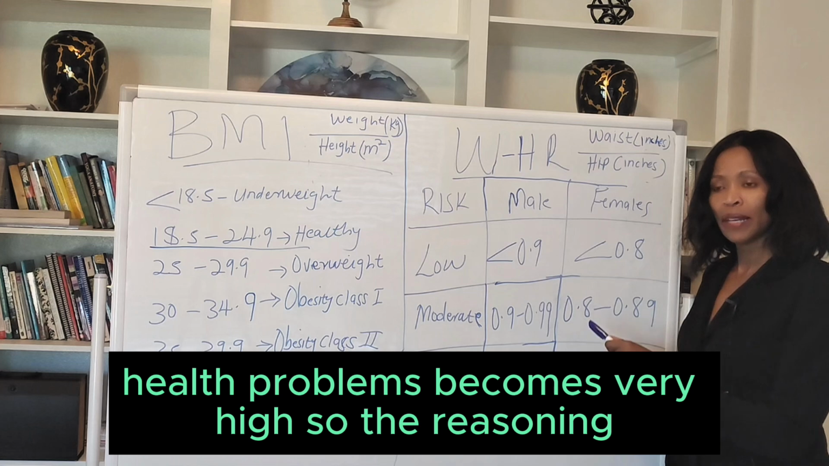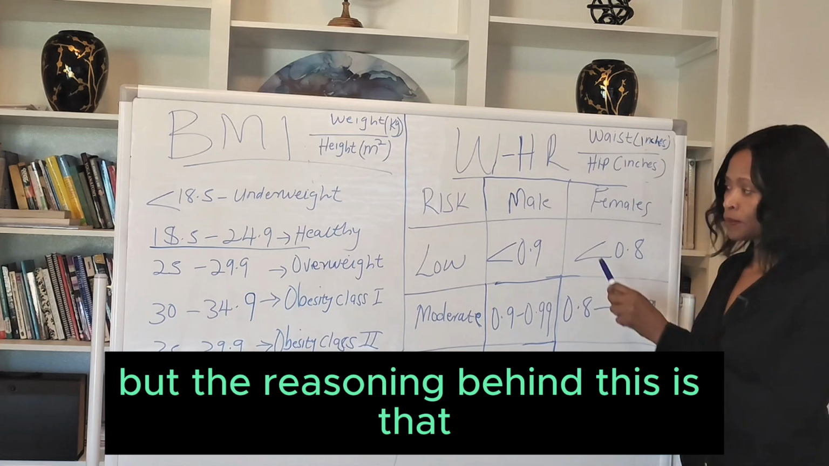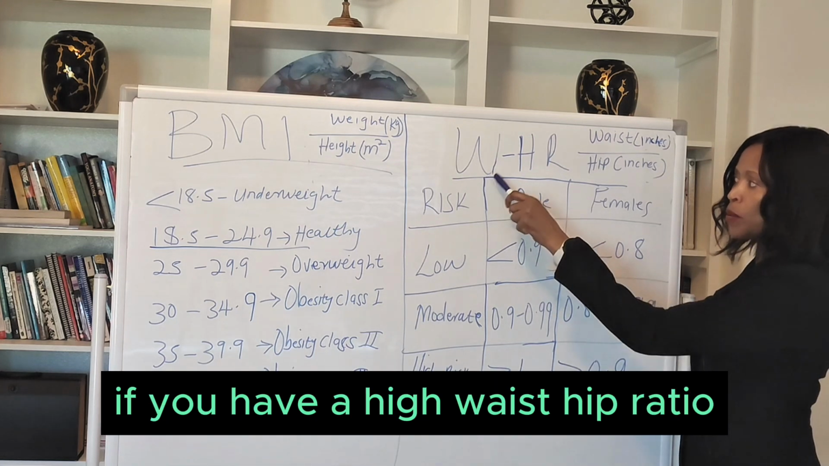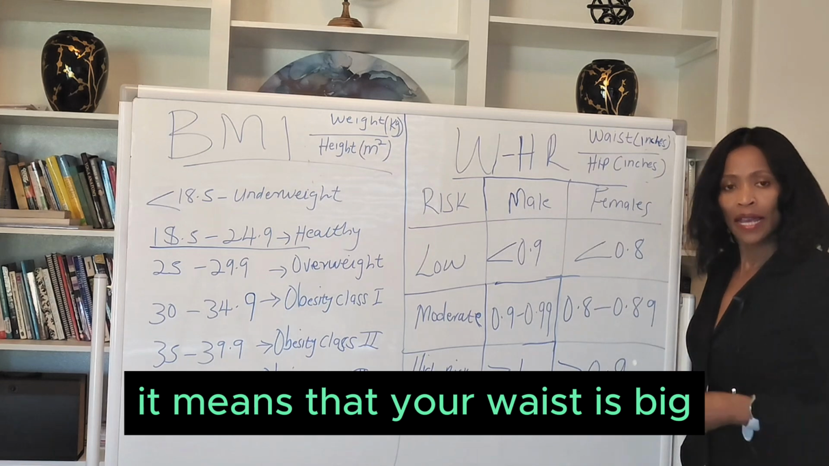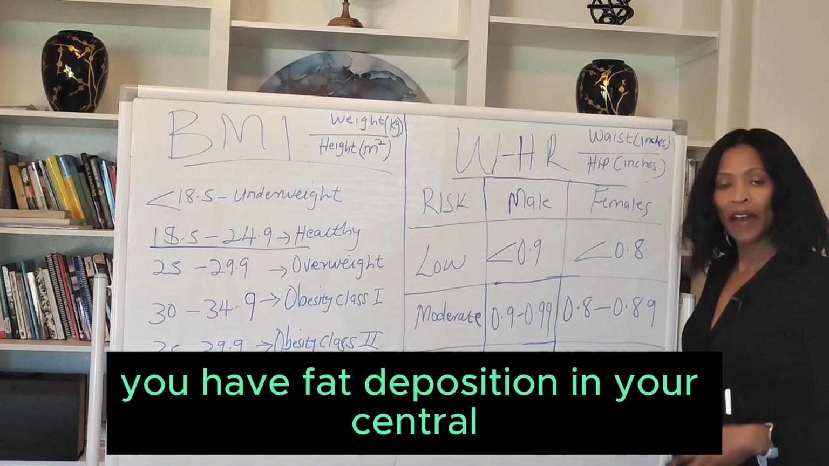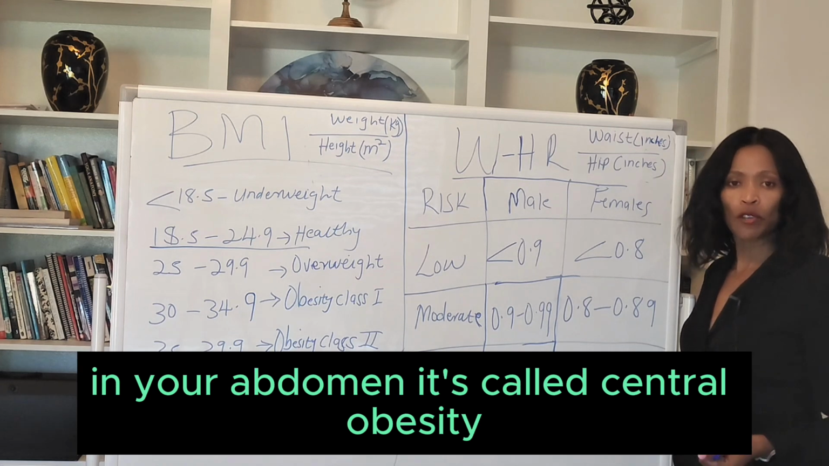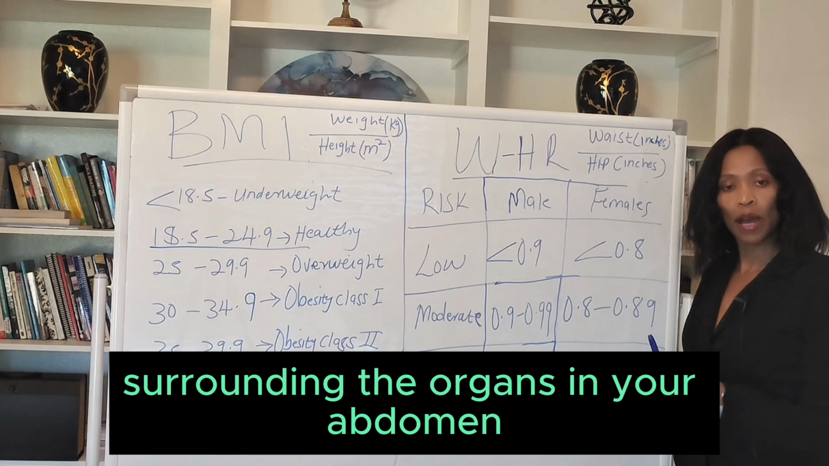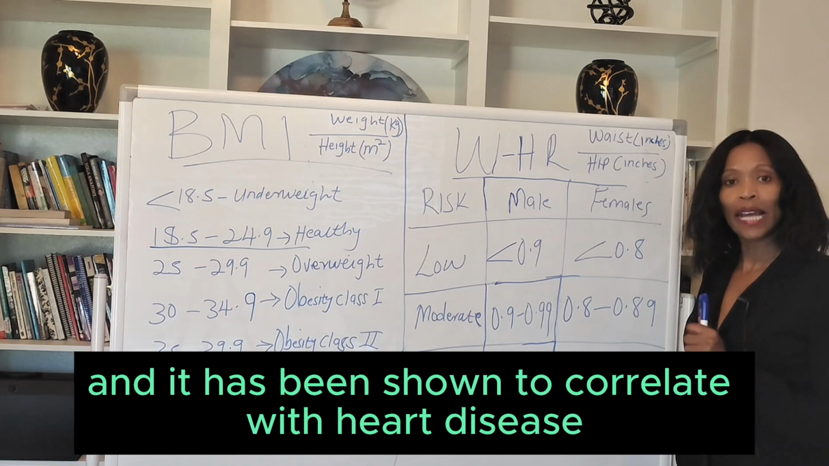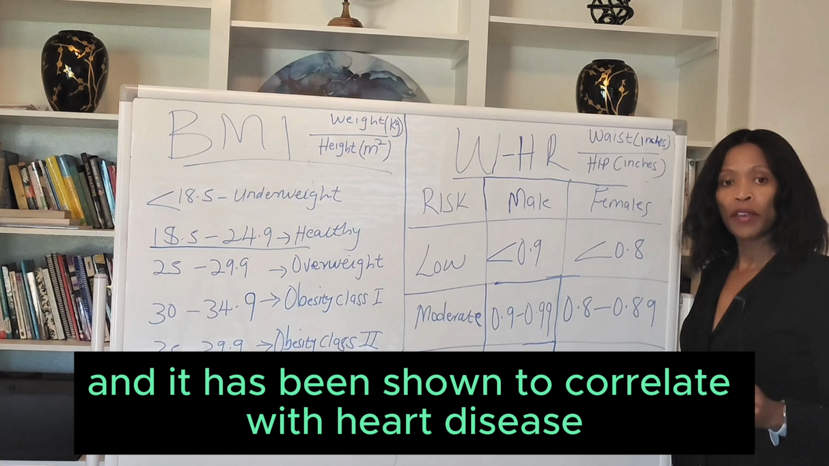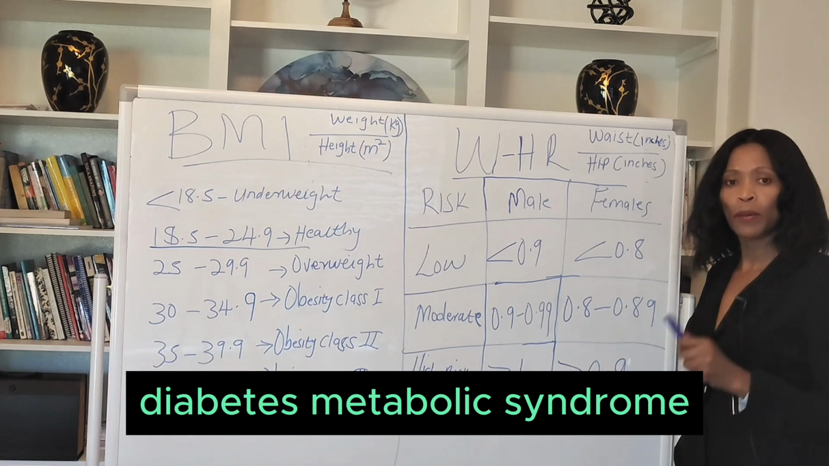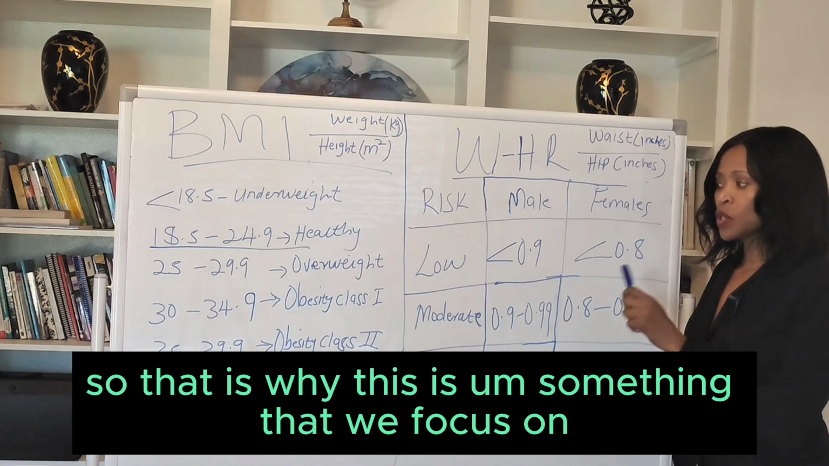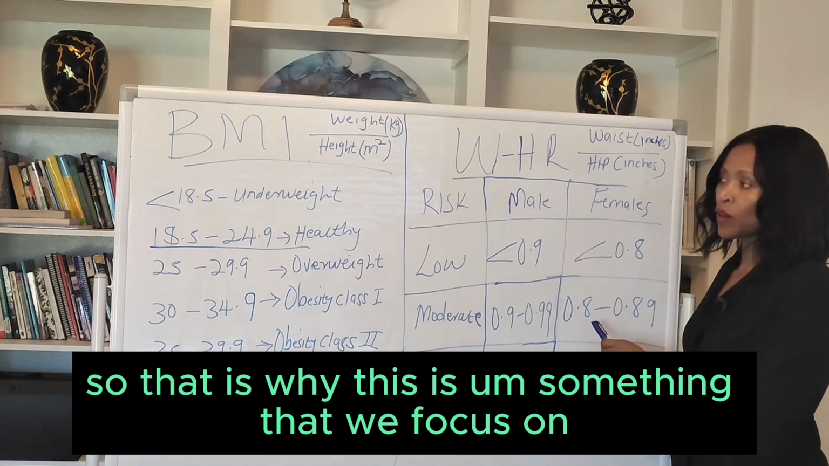The reasoning behind this is that if you have a high waist to hip ratio, it means that your waist is big. You have fat deposition in your abdomen. It's called central obesity. And this means that you have a lot of visceral fat surrounding the organs in your abdomen, and it has been shown to correlate with heart disease, diabetes, metabolic syndrome, all those things that we talked about. So that is why this is something that we focus on.